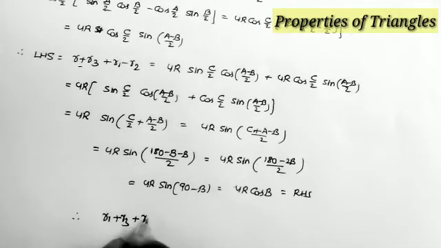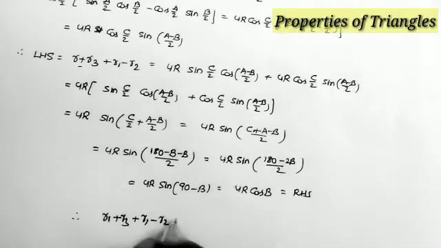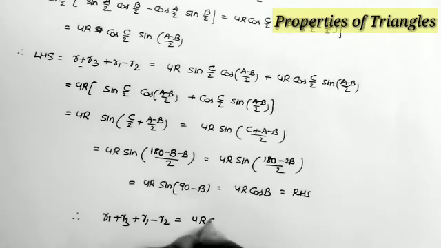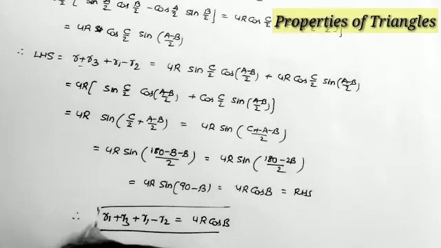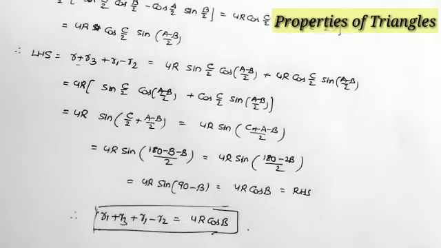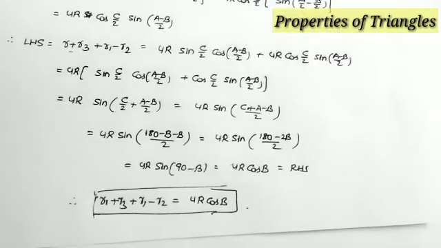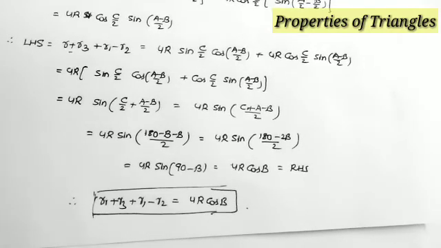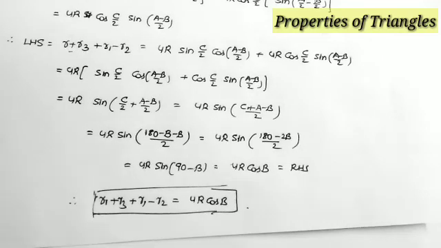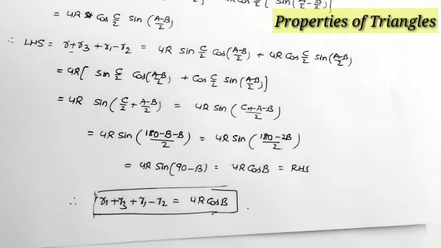Therefore, the value of R plus R3 plus R1 minus R2 is equal to 4R cos B. That's all. This is the answer. Do all of you understand? So these three questions are very important questions. All of you practice these questions well. Okay. I will continue the remaining sums in the next video.